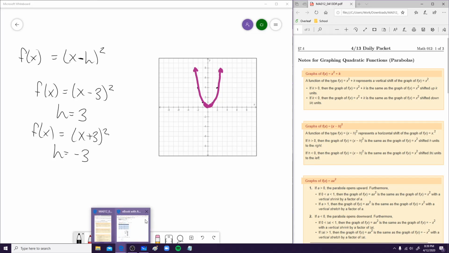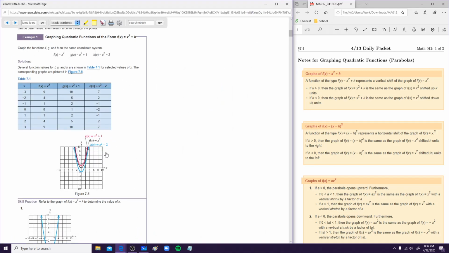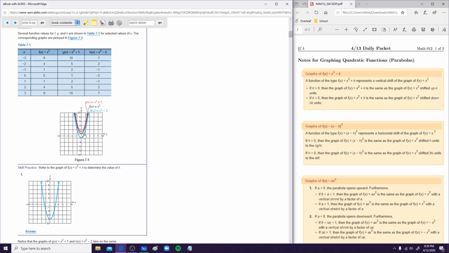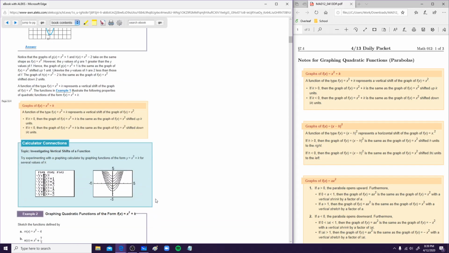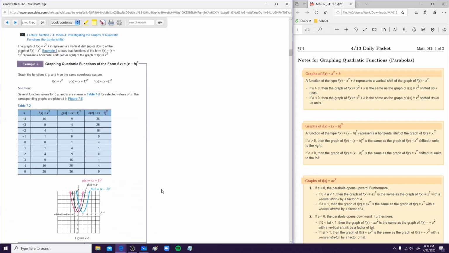So going back to our book examples, I guess I didn't really show you, but the black graph here was our parent function, and then the pink one is g of x, so you can tell that it goes up 1 unit. All the points, the graph is still the same shape, same everything, it's just shifted 1 unit up. And same thing for h of x, it goes down 2 units. As you can see from the parent function, it does go down 2 units, all points. Right?